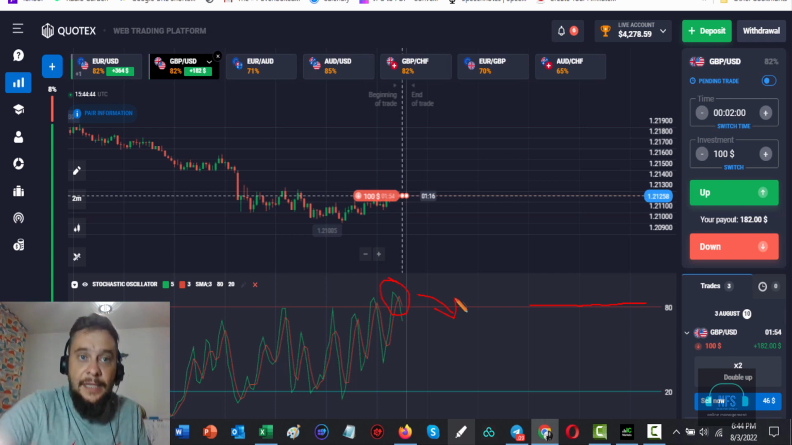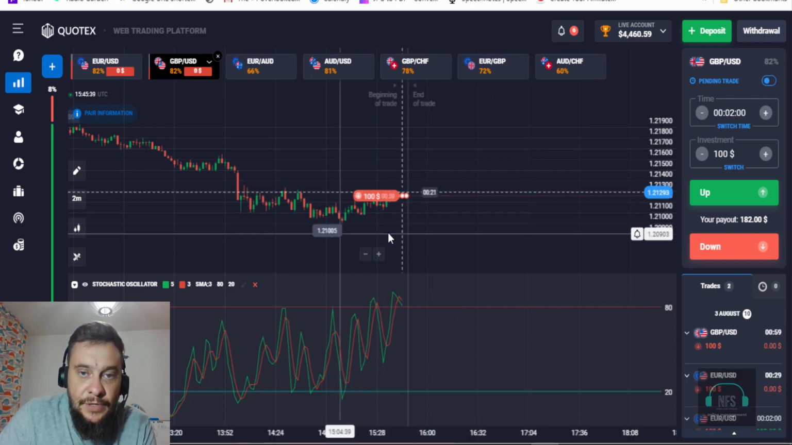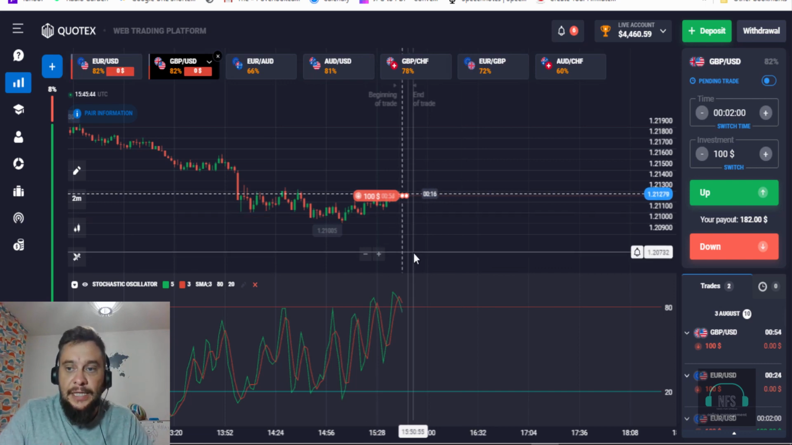For example, here is 100, in the money. Here is 100, then the other one will be 200. If the second one, 200, is out of the money, you will place 400 and so on. And vice versa, if you see that we are on an oversold level of 20, you place an up trade. That's all you have to do here. Just be careful a little bit on what is happening on the chart.